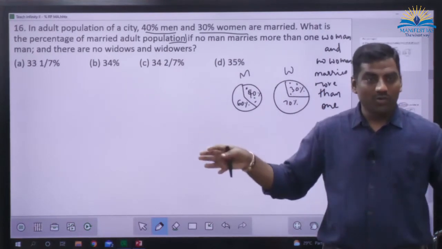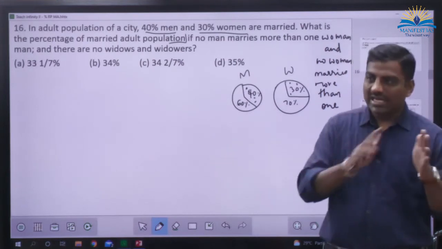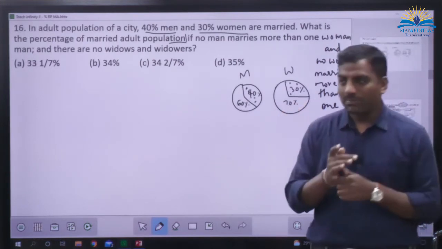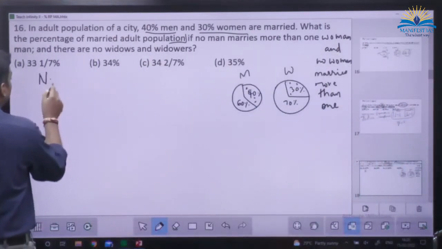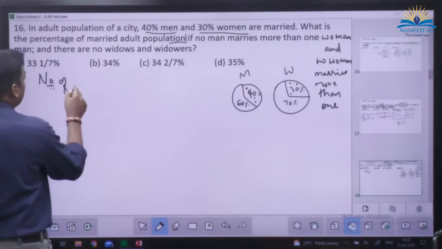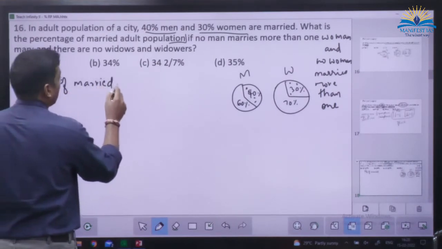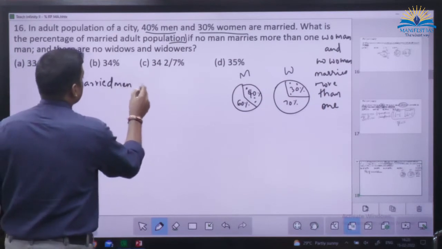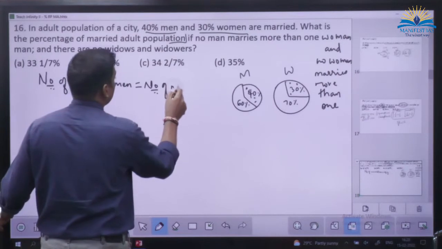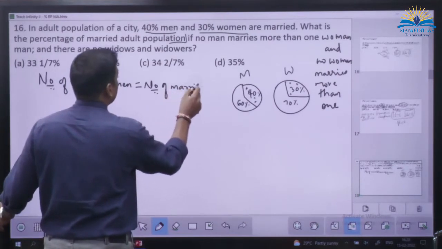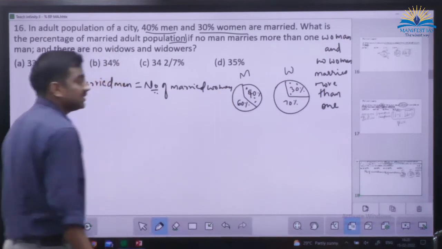Because no widow, no widowers. Yes, and no cross connections also. So simple. Number of married men is equal to number of married women. Yes.